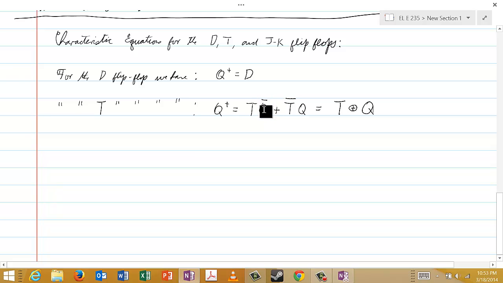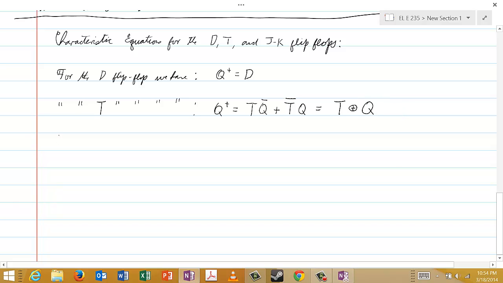So sure enough, when T is equal to 1, we get Q complement. The next value of Q is equal to the present value of Q complement, which is exactly right for the behavior of the T flip-flop when T is equal to 1. So indeed, this equation does very simply summarize the behavior of the T flip-flop. And so there's your characteristic equation for it.